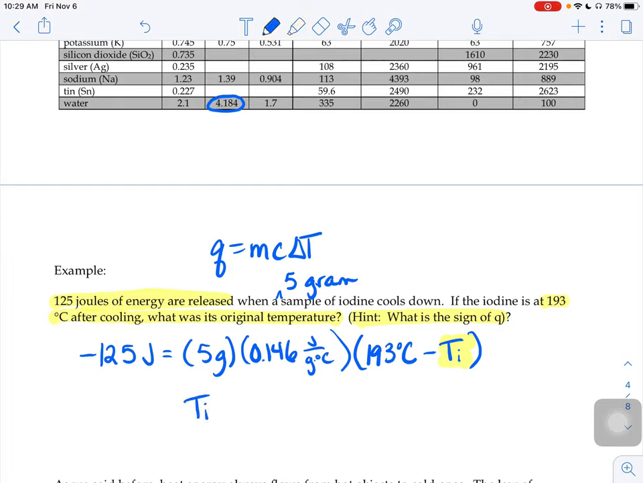And what your calculator will spit out for you is 364.2 degrees Celsius. But when you go to sig fig round, because our mass only has one sig fig in it, that 5 grams, I would have to round my answer to only have one sig fig. And so I would make that 400 degrees Celsius.